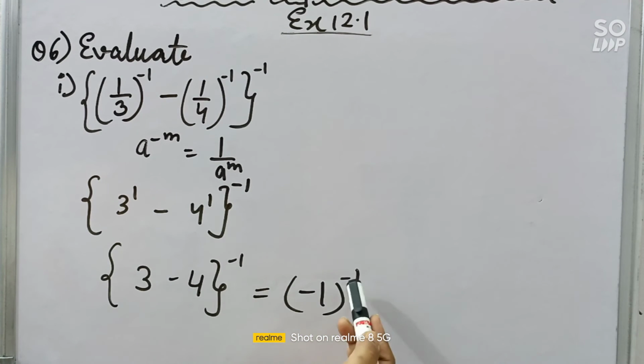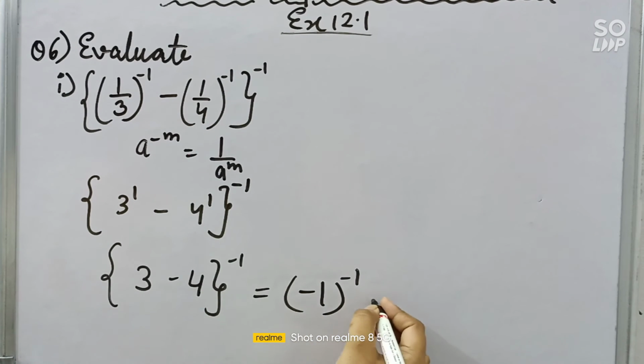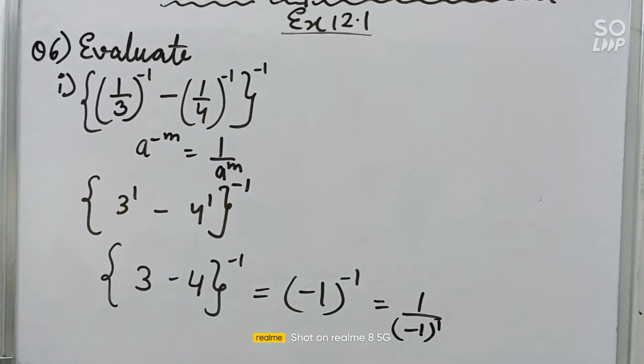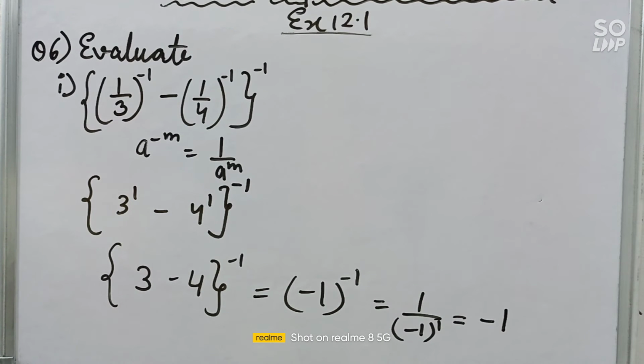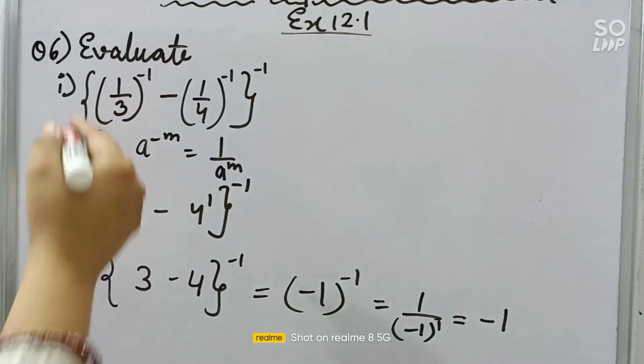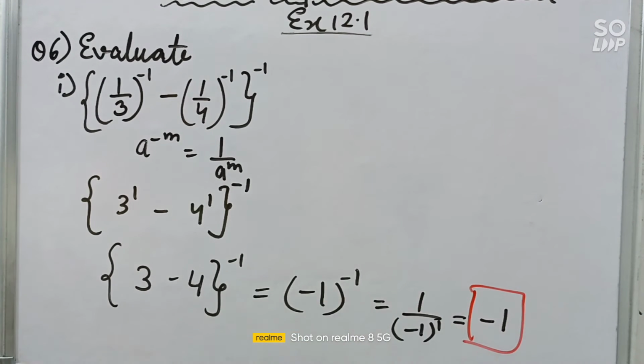Right, now again we have to make this exponent positive, so we will write 1 upon minus 1 whole to the power 1. Now the value for minus 1 whole to the power 1 is minus 1. So our answer for this expression is minus 1.